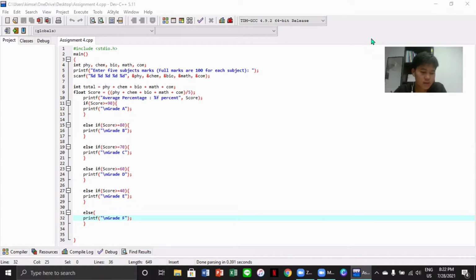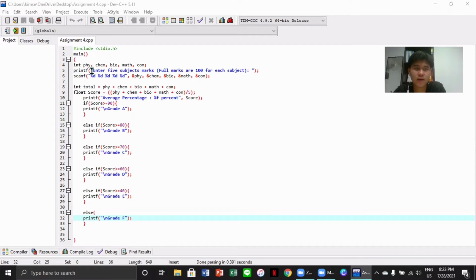Okay, let's start from number 19 first. We will write a program to calculate percentage and grade that the question gives. So first we include stdio, which stands for standard input and output, and then the main function, and we have to declare the variables, which stand for physics, chemical, biology, mathematics, and computer.